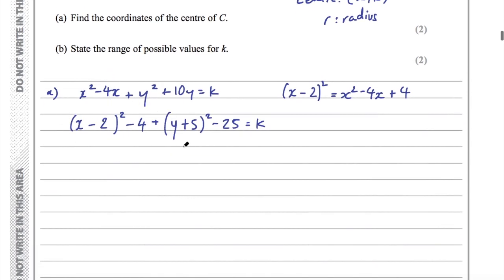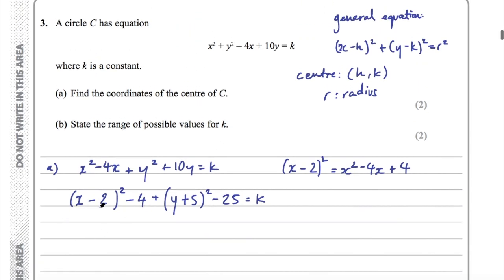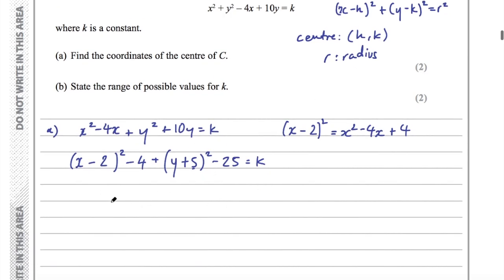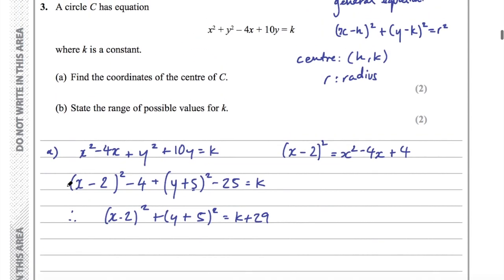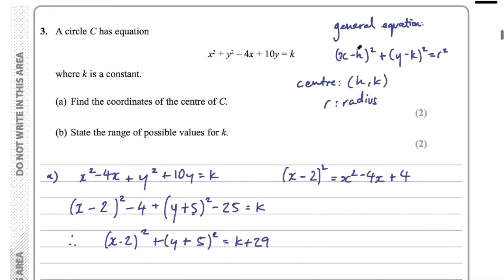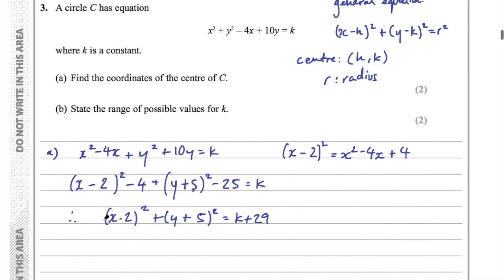Alright, so we have this now in the form of x minus something squared plus y plus something squared equals a number. And it almost looks like this. I just need to get rid of this minus 4 and this minus 25, so I'll add them to the other side. So therefore this becomes x minus 2 squared plus y plus 5 squared equals k plus 29. Alright, so that looks pretty much identical to the general equation of a circle, and using this equation I can read off the center, the coordinates of the center.